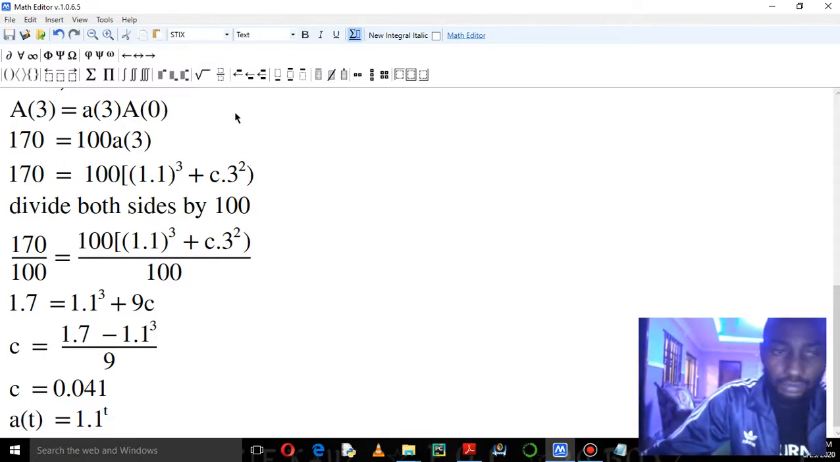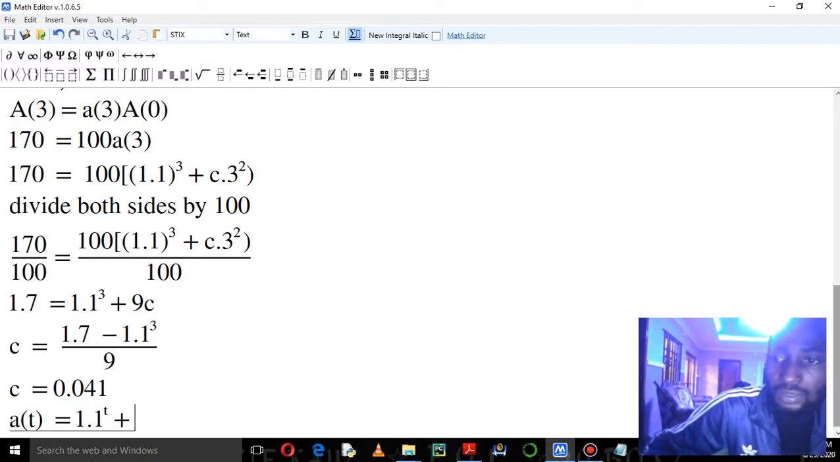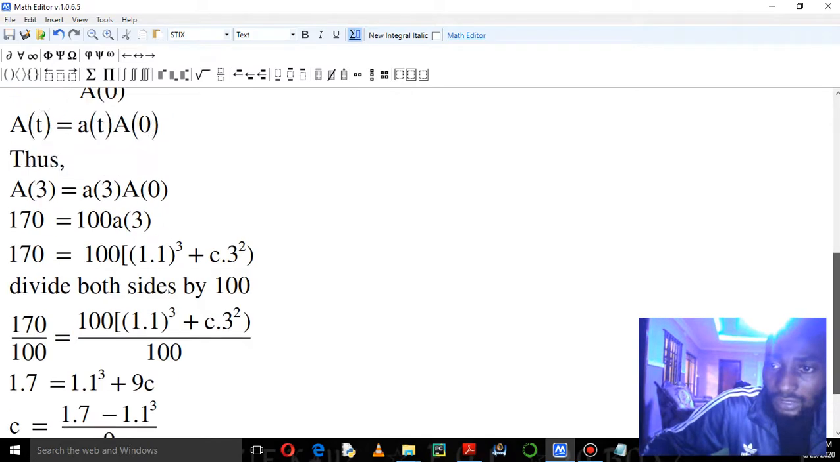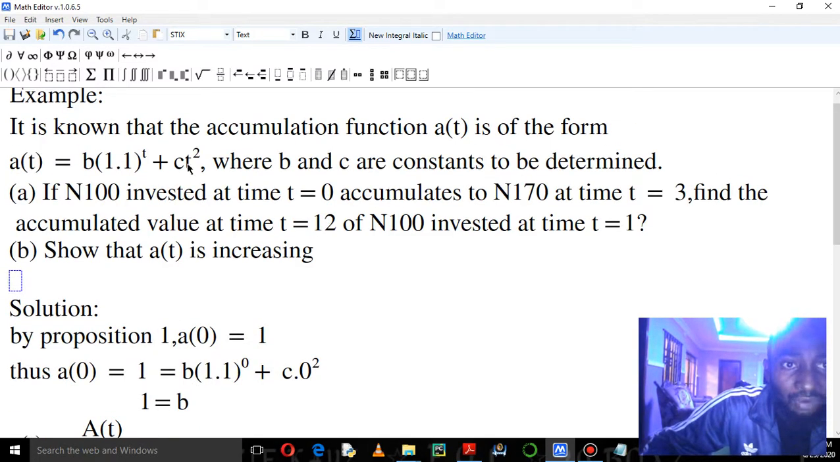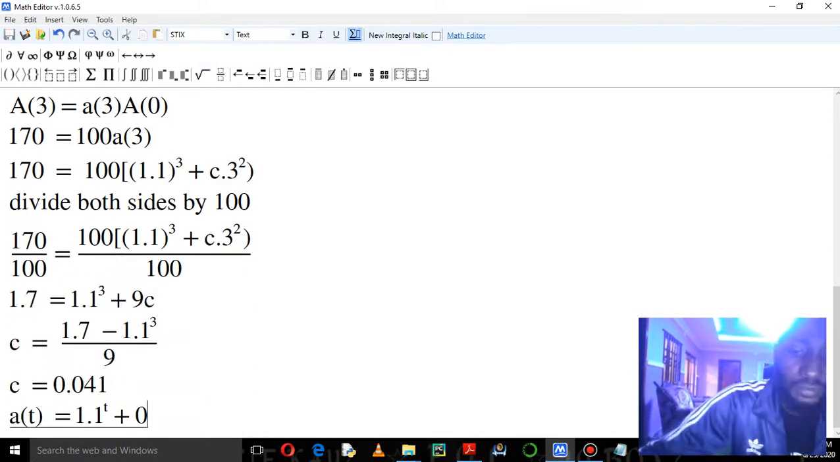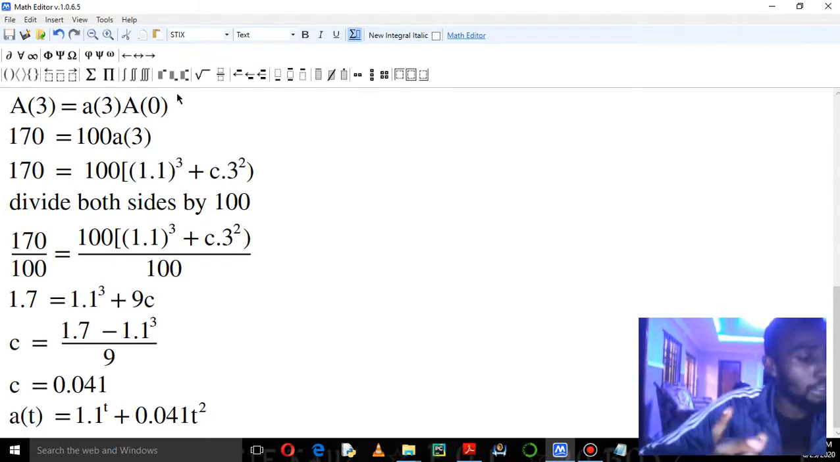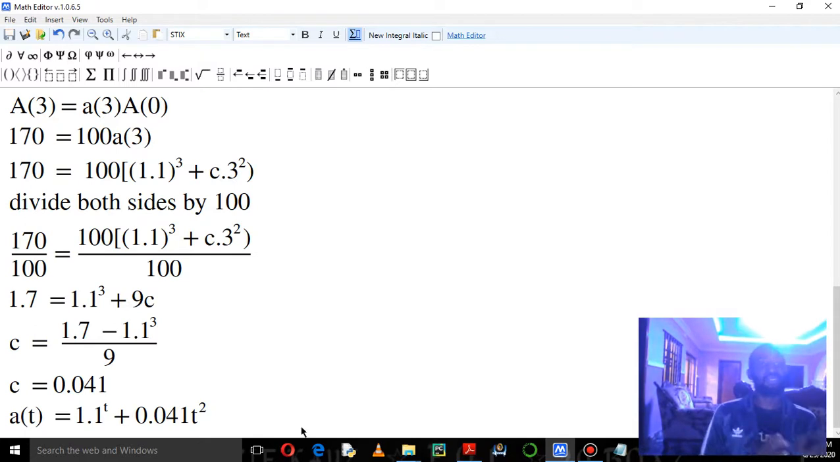Plus, now we've gotten our c to be 0.041. Anytime we see c now, we put 0.041. So we'll be having 0.041 t squared. Do you understand? So this is your new accumulation function. This is the first part of the question, the first part of part A, because we've not done the real question.